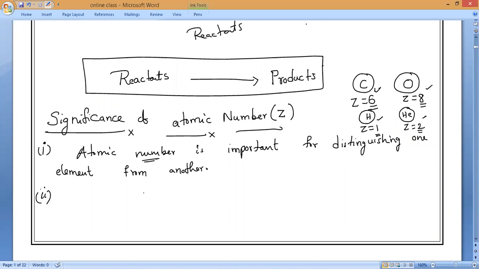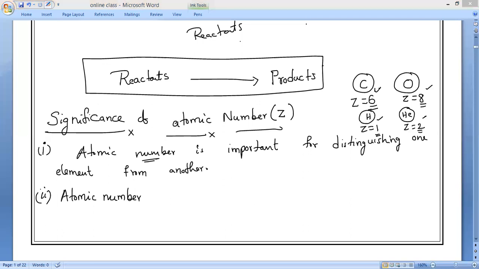Next. For every atom, the number of protons is equal to something. Anybody? The number of protons is equal to something to make the atom neutral. Number of electrons, sir. Not the ion. Every atom, number of protons is equal to the number of electrons. But why are we not considering electrons? Because electrons are involved in chemical reactions.